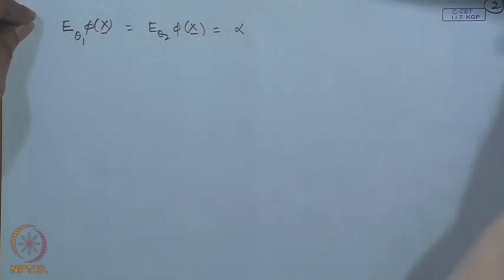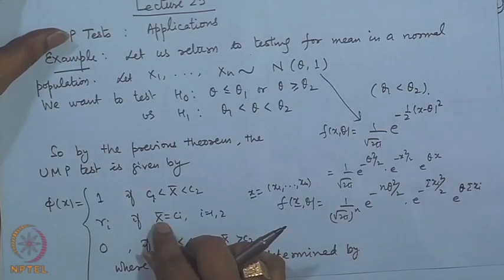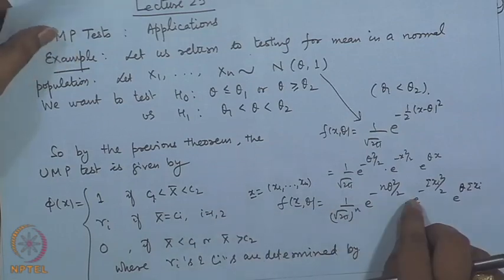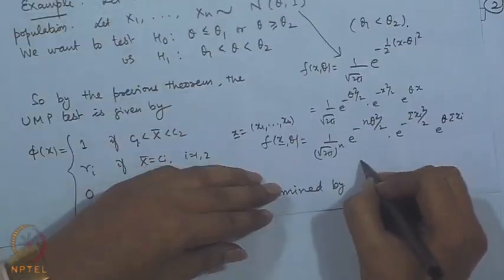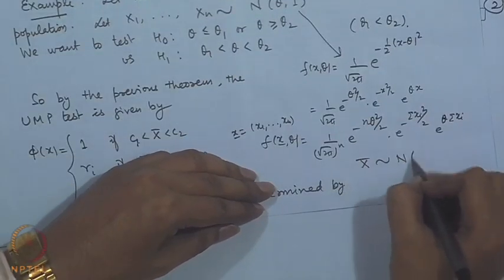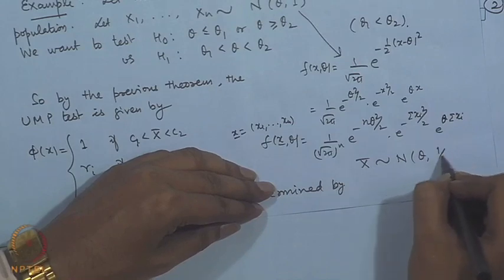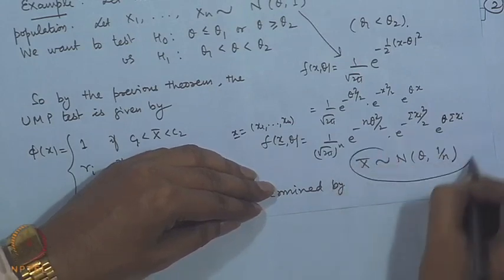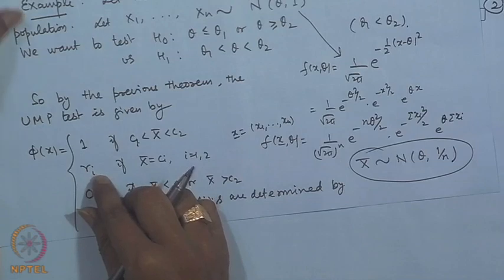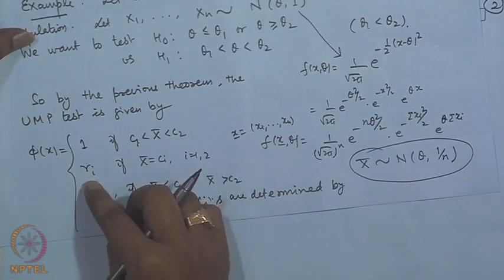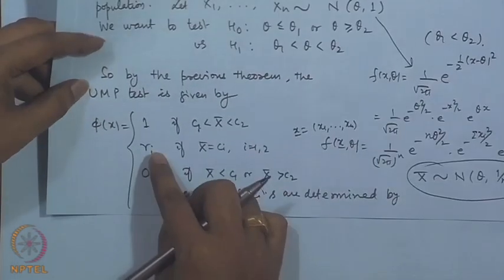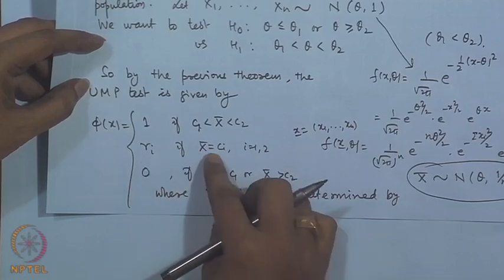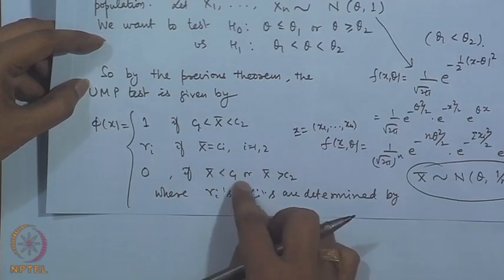Now, note here I am considering x bar equal to C i. The distribution of x bar is normal with mean theta and variance 1 by n. This is a continuous distribution. Therefore, without loss of generality we can take gamma i's to be 0. If I take this to be 0, then this point is included here.